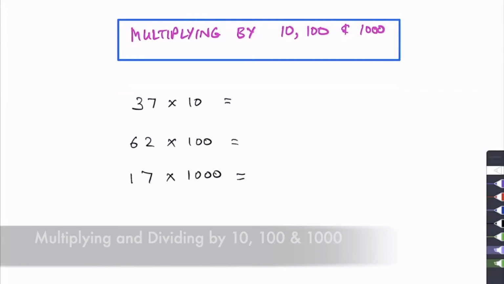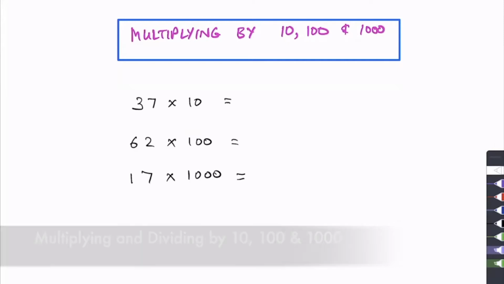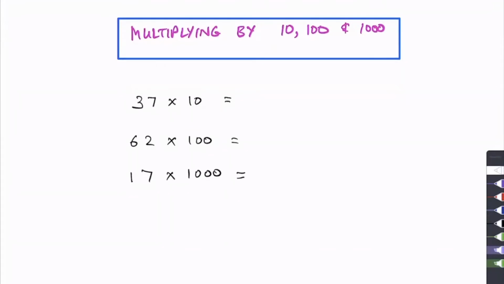In this lesson, we're going to be looking at multiplying by 10, 100 and 1,000, and also dividing by 10, 100 and 1,000. So looking at the screen now, you have 37 times 10, 62 times 100, and 17 times 1,000. Well, the simplest method for these is just to write the number as you have it, and then look at the number of zeros after the 1.